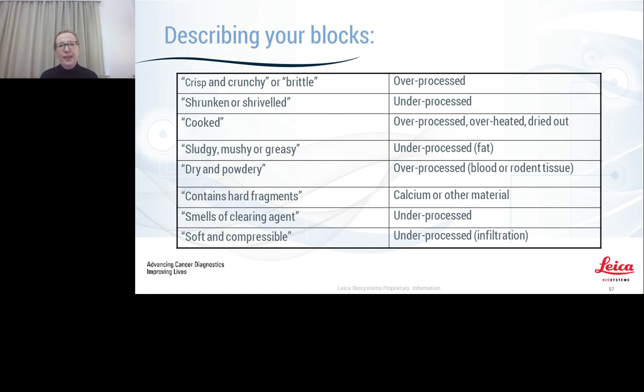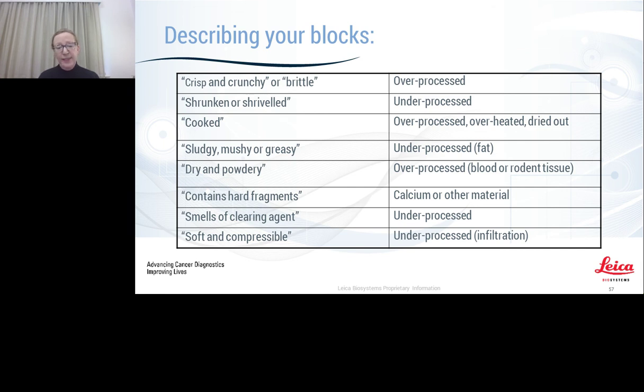Is there autolysis, or have you lost morphology? What does the nuclei actually look like? But we do use terms like crisp, crunchy, brittle, shrunken, shriveled, cooked. Some of the reasons for this might be it could be overprocessed, could be underprocessed, sludgy, could be underprocessed with fat, overprocessed, dry, powdery.